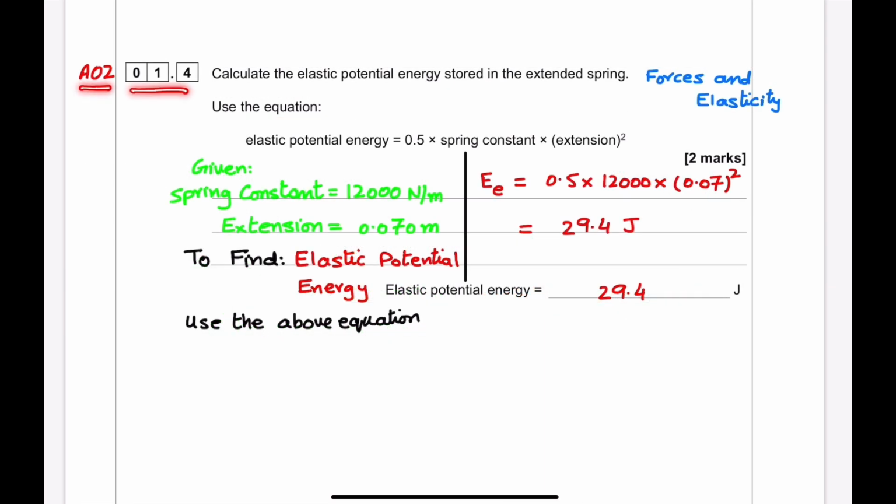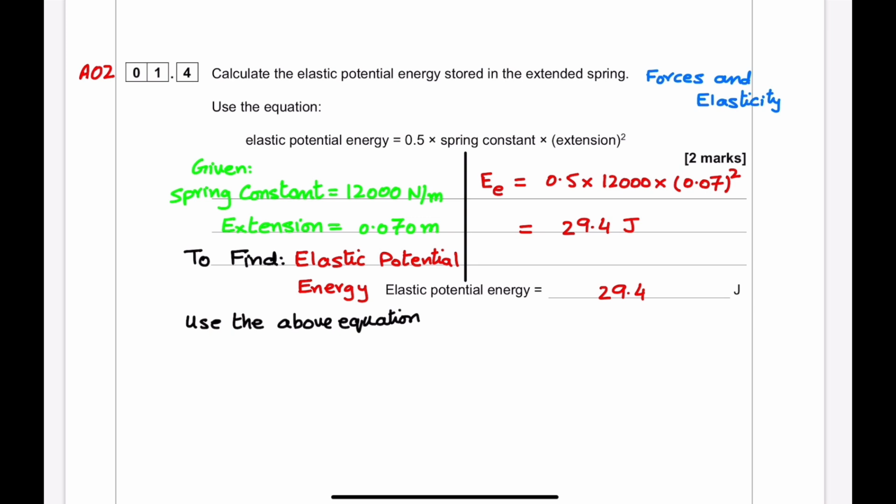1.4 is an AO2 question. Calculate the elastic potential energy stored in the extended spring. Use the equation. The elastic potential energy stored is equal to 0.5 times spring constant times the square of the extension in the spring. This question is again from the topic of forces and elasticity.